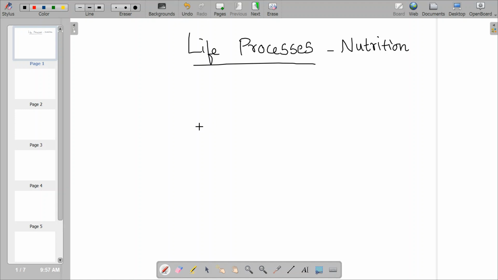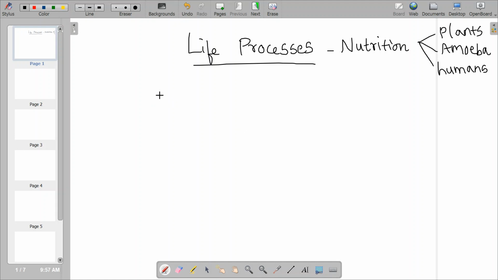Today we are going to learn about the life processes chapter, nutrition subtopic. So this is the grade 10 CBSE first biology chapter, first subtopic. Under this nutrition we will be learning about nutrition in plants, nutrition in amoeba, and how nutrition takes place in human beings. Okay, so these are the topics we are going to learn under nutrition.